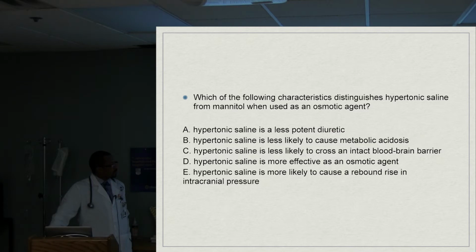Is less likely to cross an intact blood-brain barrier. Both of them are less likely to cross the intact blood-brain barrier. You see, in the stroke, in the acute phase, the blood-brain barrier might stay intact. In the subacute phase, it might be breached. In the tumor, from the beginning, the blood-brain barrier is not intact.